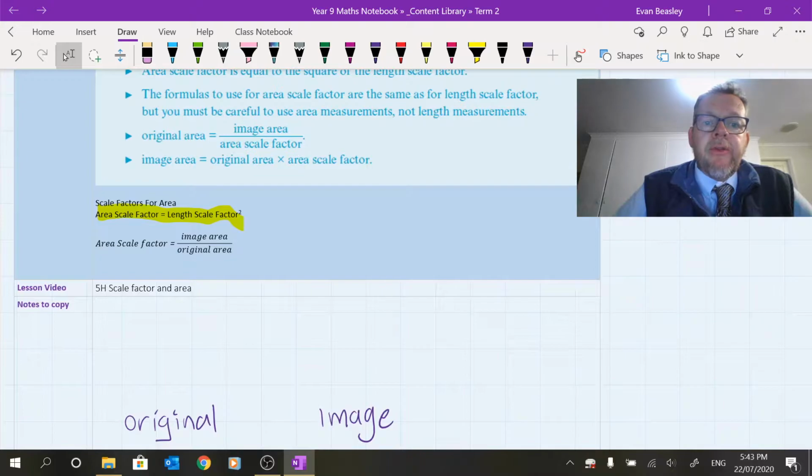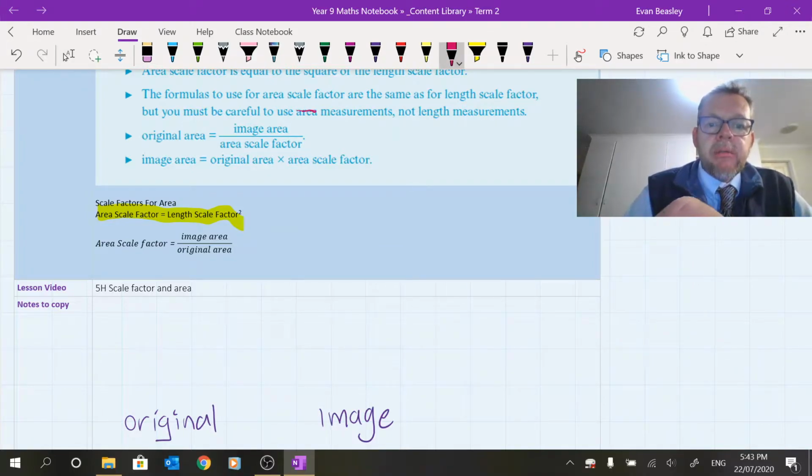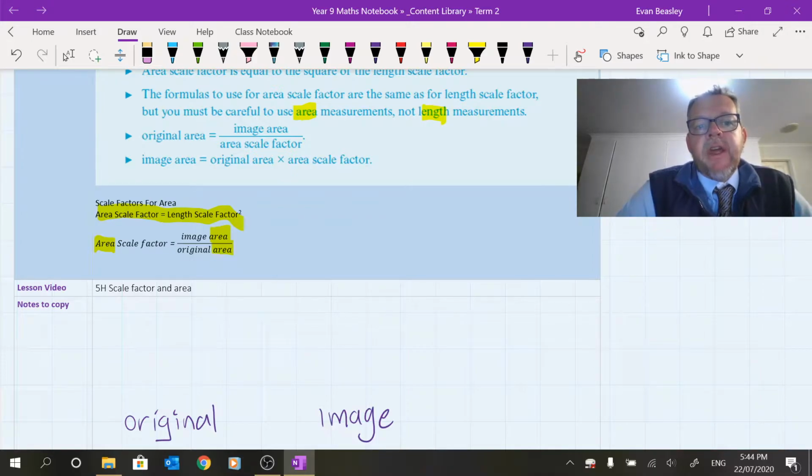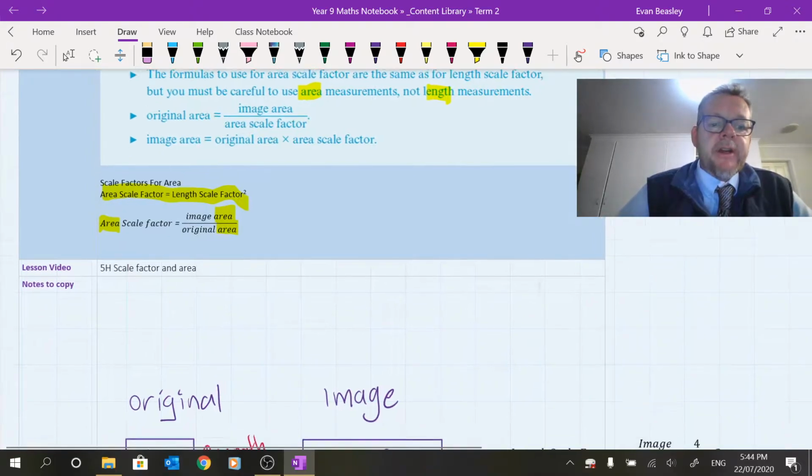Now the formulas to use for the area scale factor are the same as for length scale factor, but you must always use the area measurements. So use a highlighter, area measurements, not the length measurements. So area scale factor equals image area over original area. So that's this bit here. Okay, and we can rearrange that formula just to say the original area equals the image area over the area scale factor. And the image area equals the original area times the area scale factor.